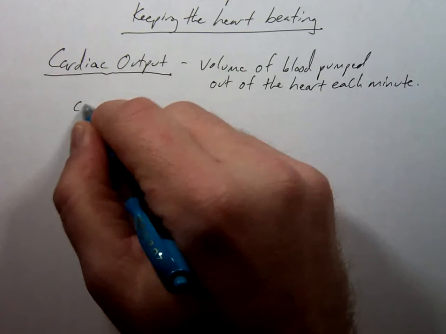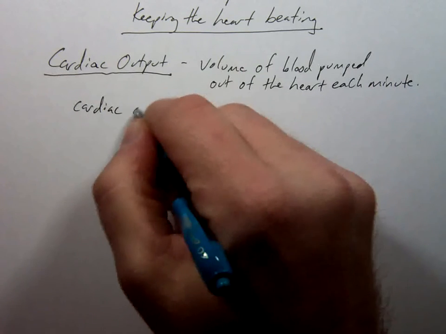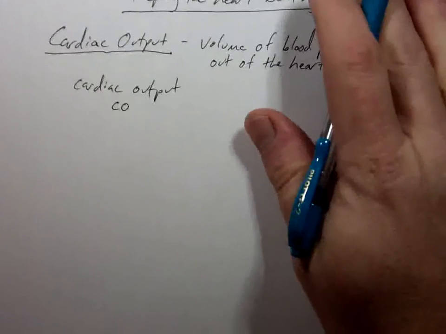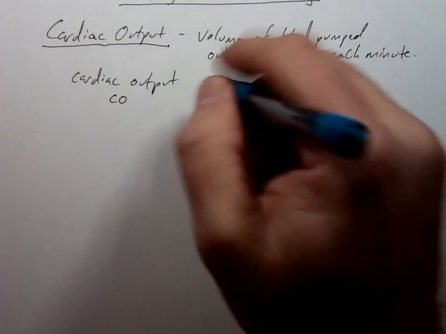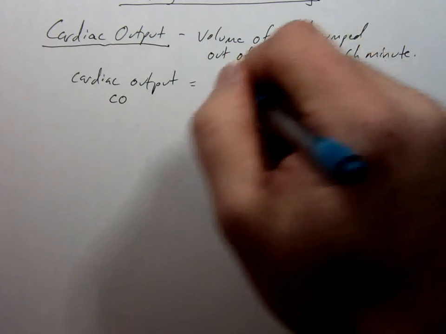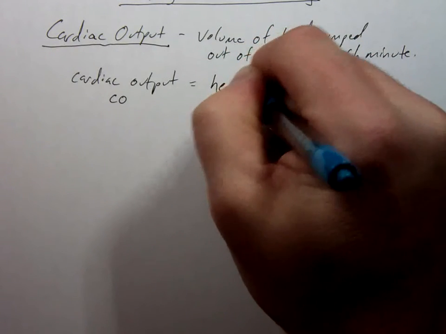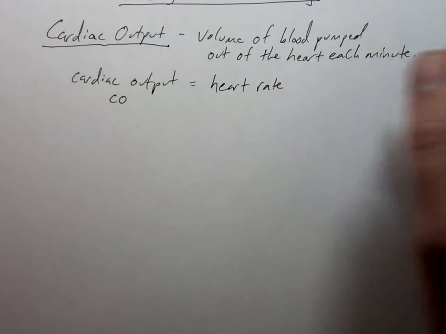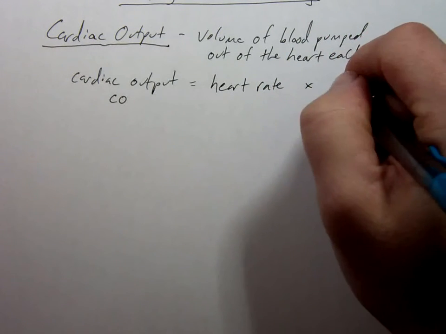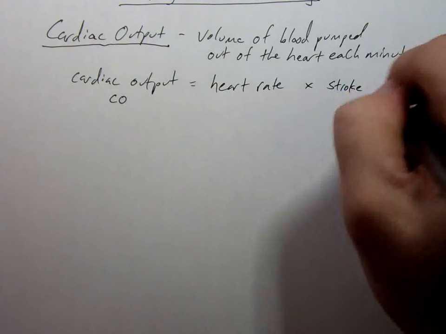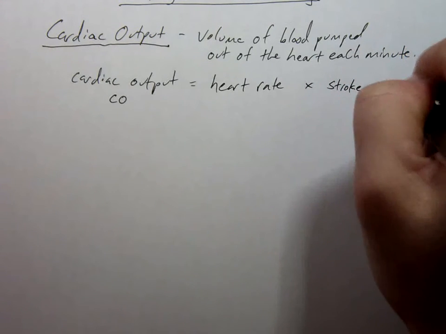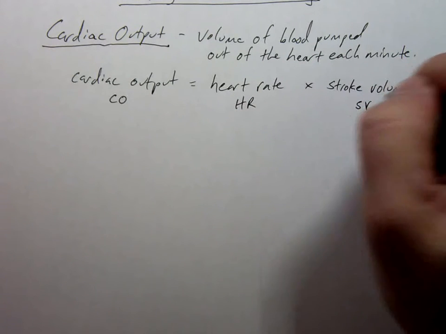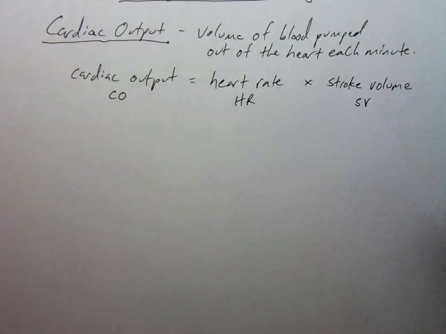Cardiac output, or CO. Not to be confused with carbon monoxide. Not good for you, by the way. Equals something times something. I remember it from last night, but I can't remember. Heart rate times stroke volume. HR times SV.